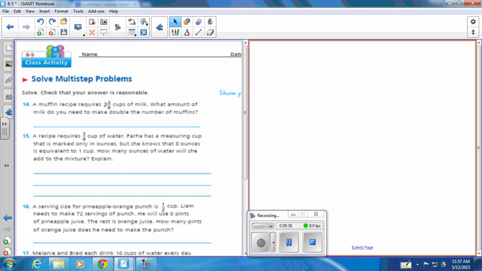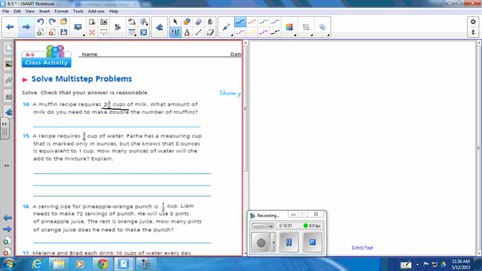So look at number 14. A muffin recipe requires 2 3/4 cups of milk. Okay, so this is a real life thing. A muffin recipe, you might be making a muffin recipe. What amount of milk do you need to make double the number of muffins? Notice it's given in cups of milk.